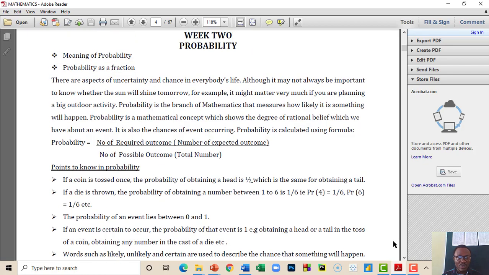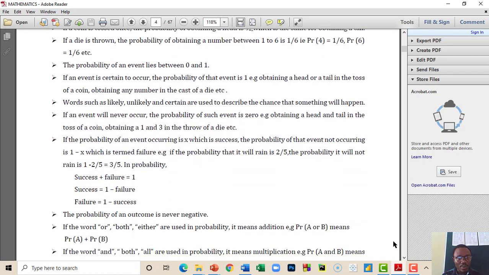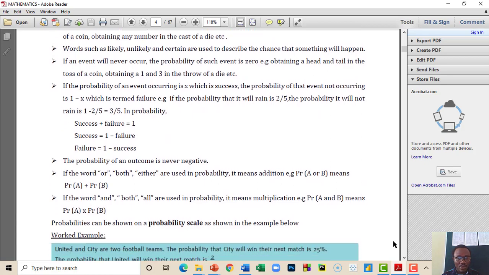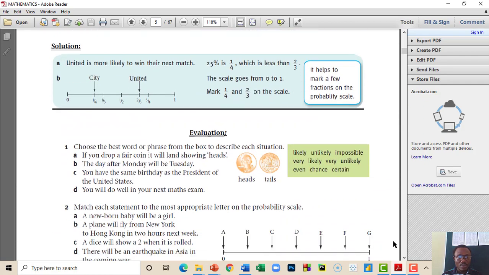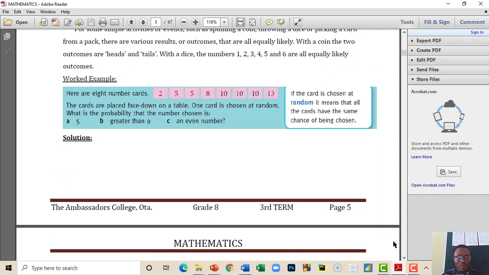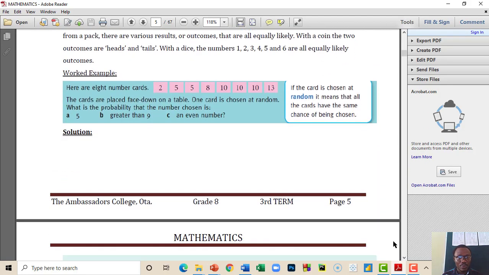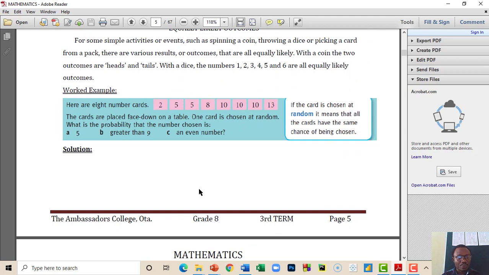Now I've given us the definition, so we may not need that. Now let's just go to where we actually need. Okay, let's look at this example. Here are 8 number cards: 2, 5, 5, 8, 10, 10, 10, 10, and 3. Now, the cards are placed face down on the table. One card is chosen at random. What is the probability that the number chosen is 5?